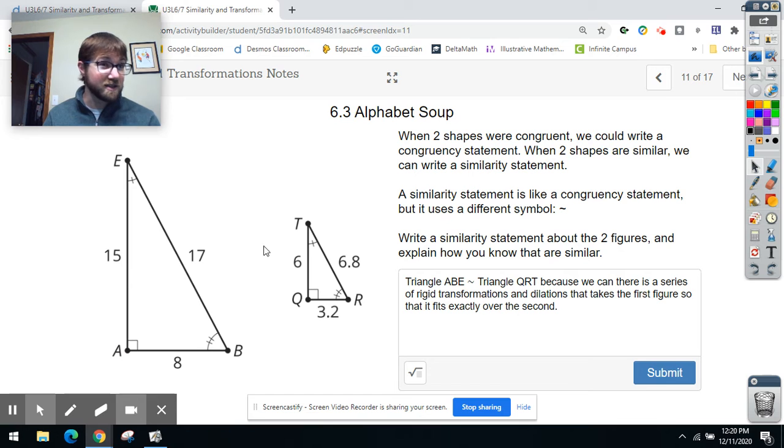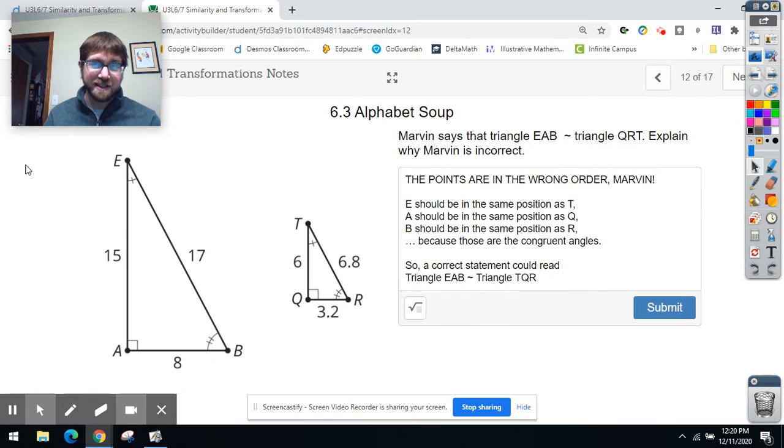Okay? So on the next page, Marvin does it wrong. Marvin says that triangle EAB is similar to triangle QRT. That's wrong, Marvin. Those points are in the wrong order. Here's the order that they should be in, right? E matches up with T, A matches up with Q, B matches up with R. So EAB is similar to TQR. Sorry, Marvin. I got a little too excited there.